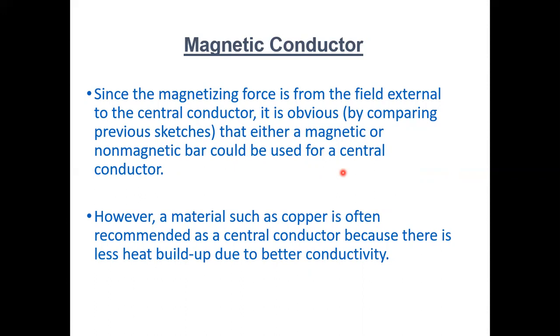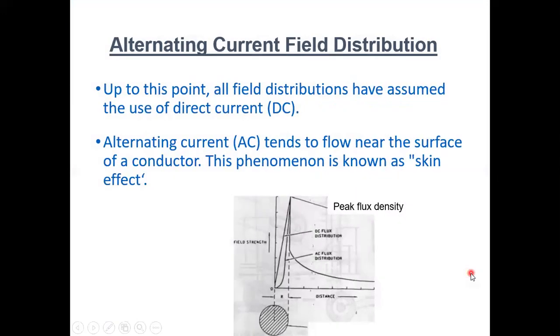But regarding the magnetic field, for both magnetic and non-magnetic, the magnetic field outside the conductor will be the same. Because of current carrying capacity, current carrying efficiency, or we can say effectiveness, we are using copper as a conductor material. A material such as copper is often recommended as the central conductor because there is less heat buildup due to better conductivity.